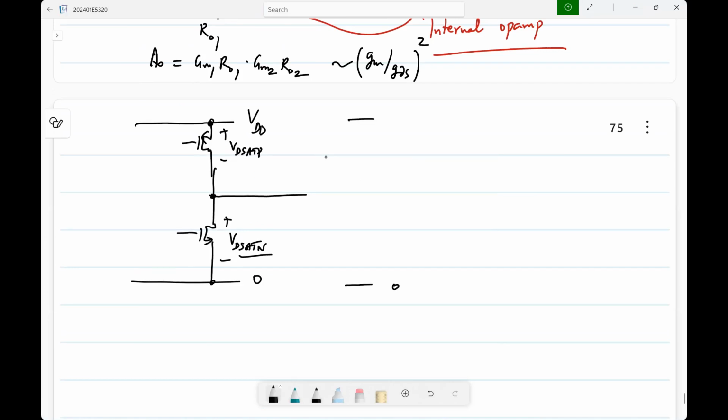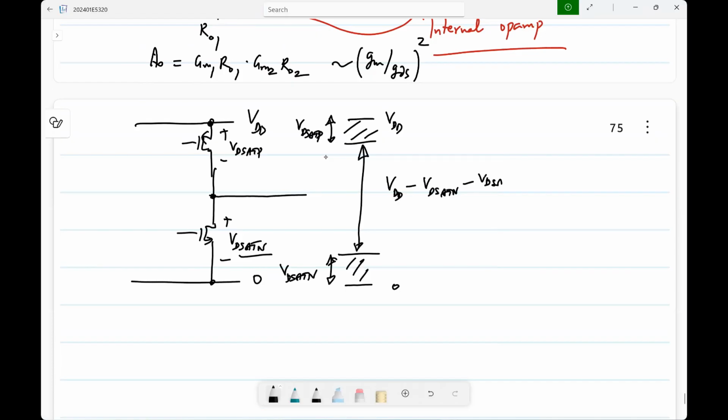So within your supply rail, you lose VD sat P over there and VD sat N over there. So the maximum to minimum, the peak to peak that you can get is VDD minus VD sat N minus VD sat P. Okay. So this is the maximum, let's say if you had a sinusoid, this would be the peak to peak of the sinusoid that you can accommodate.